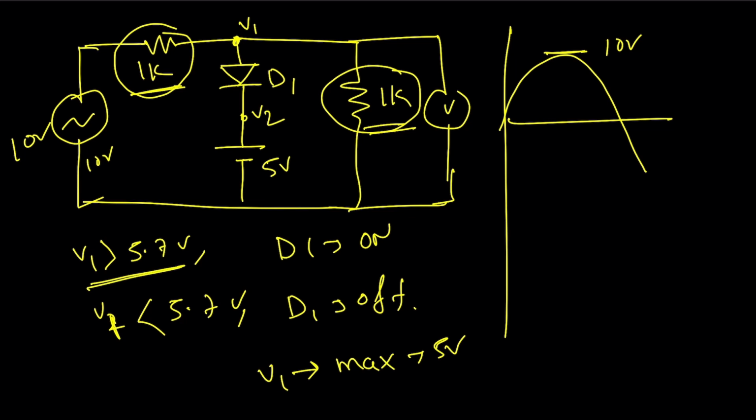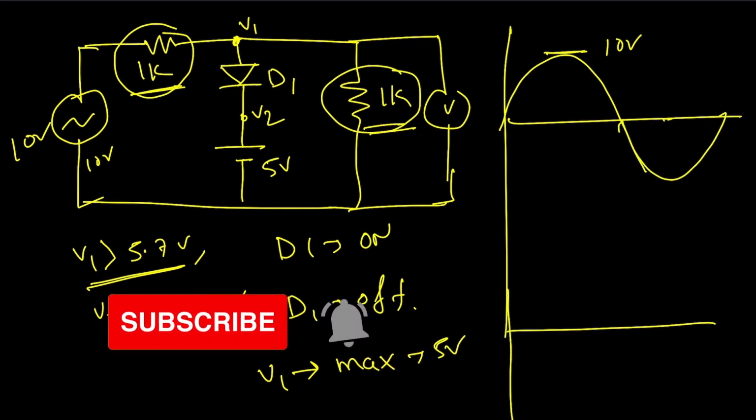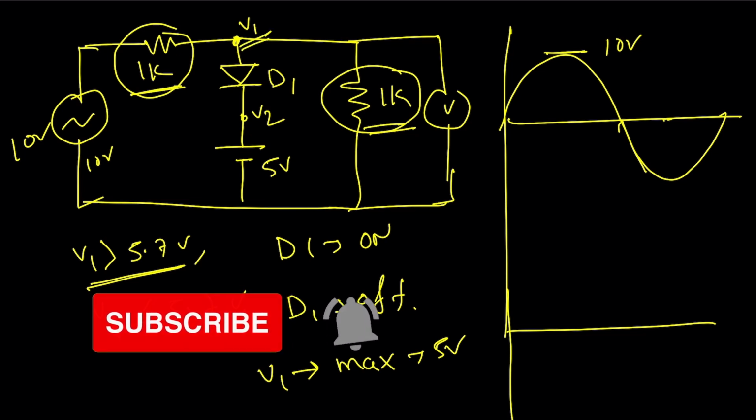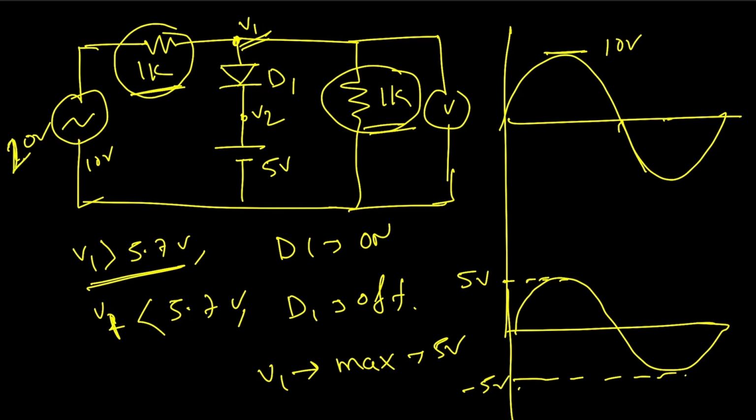That means for this particular circuit, it will not act as a clipper circuit. Why? For all of this time, this diode D1 is off as V1 can be maximum 5 volt. So the output will follow the input voltage, but the magnitude will be plus 5 volt here, minus 5 volt. Okay. But if I give this one 20 volt, then we will get the clipping. Why? Then if this is 20 volt, that means the maximum V1 can be 10 volt, right? That means it will match our condition, V1 greater than 5.7 volt.